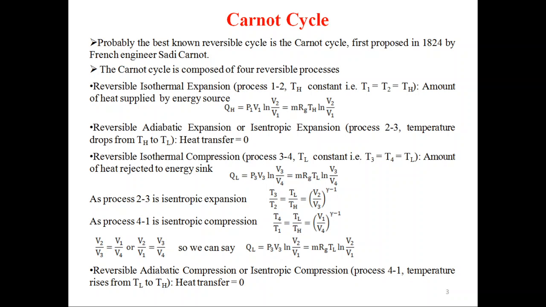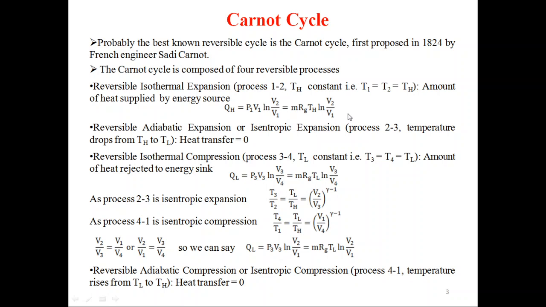First is reversible isothermal expansion process 1-2. In this, temperature is constant, so TH is constant, that is T1 is equal to T2 is equal to TH. Amount of heat supplied by energy source at temperature TH is given as QH is equal to P1 V1 natural log V2 by V1 is equal to M RG TH natural log V2 by V1.